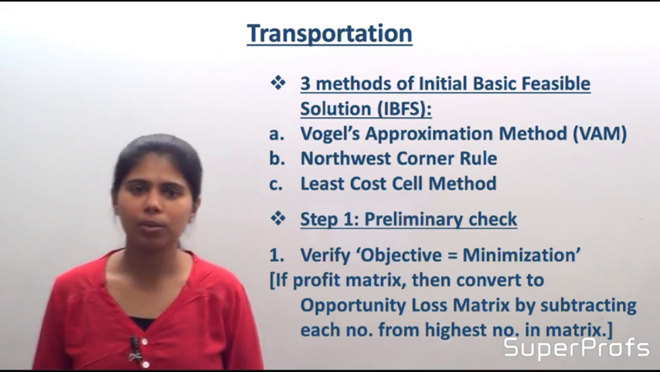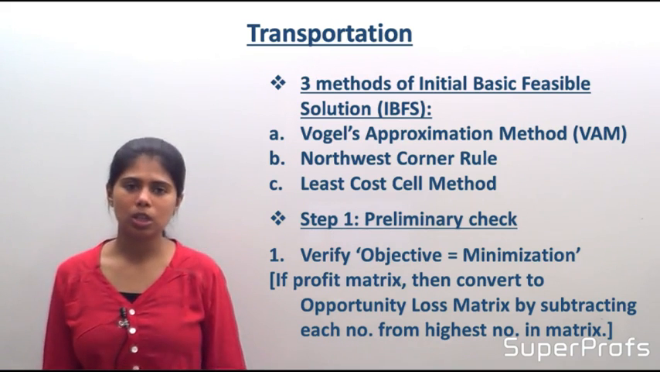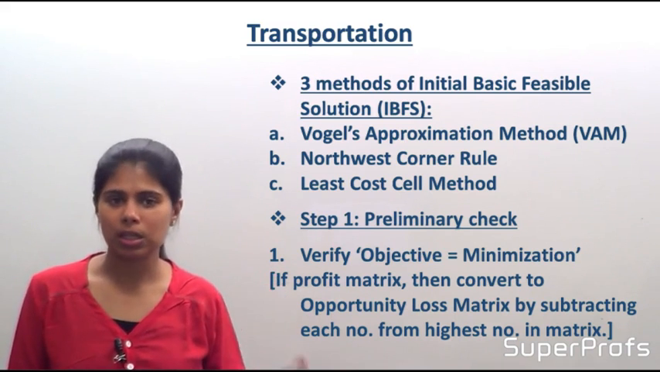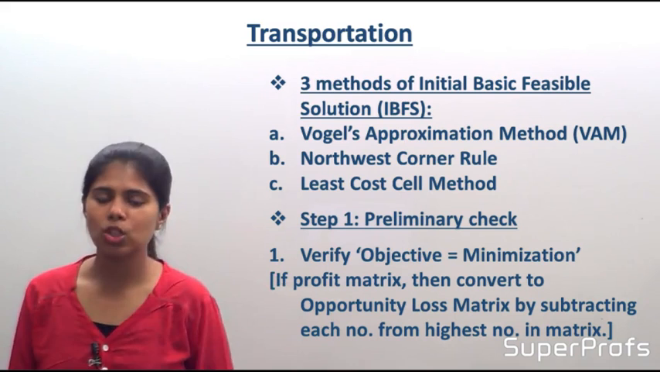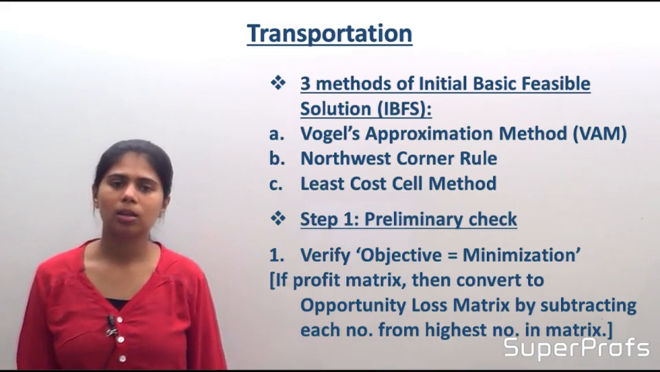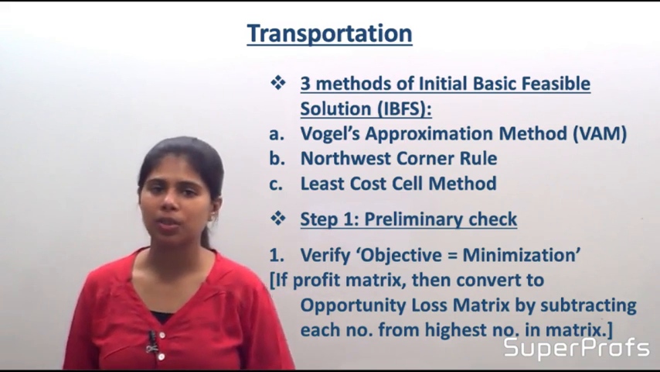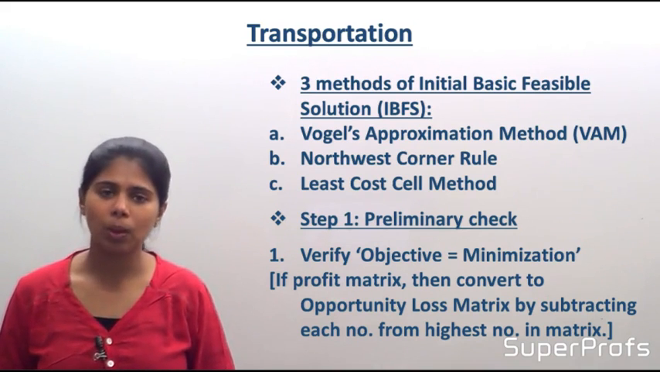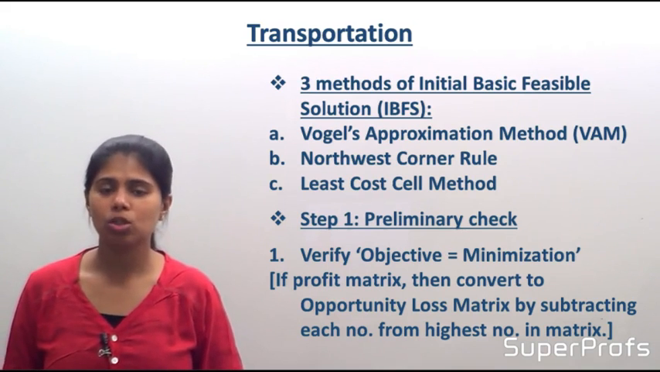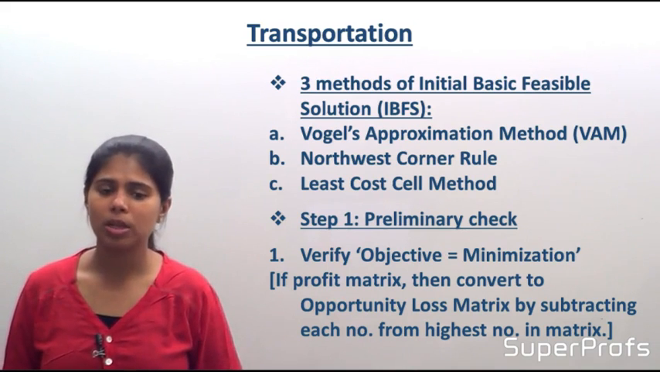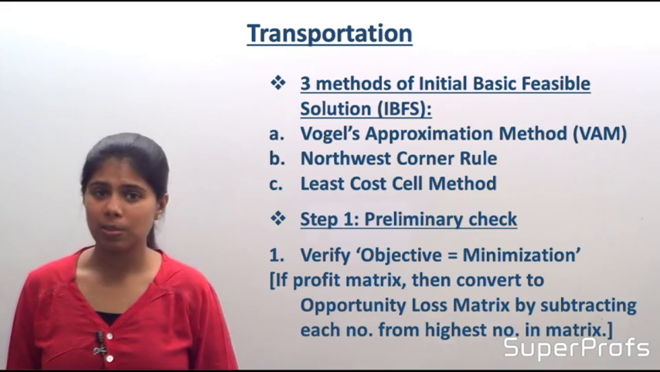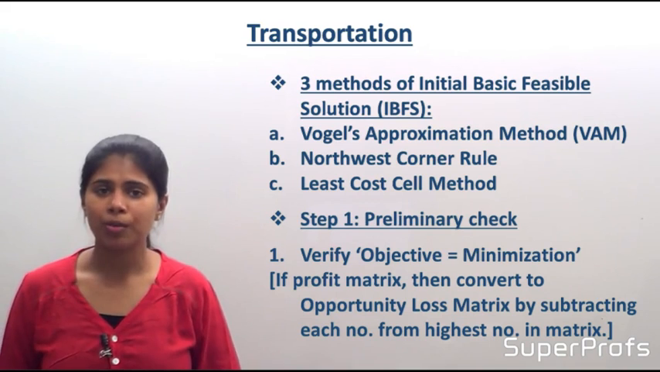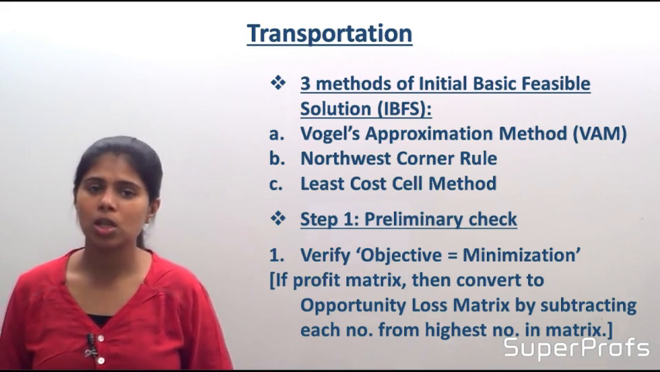Now if we move on to solving a transportation problem, we have to follow the 3 steps that we discussed. The first step is the preliminary check. What all do we check before we start the initial basic feasible solution? The first thing that we have to check is that the problem given is a minimization problem. The objective is equal to minimization. If it is a maximization problem, then it should be converted to a minimization problem. So if it's a profit matrix, it should be converted to an opportunity loss matrix.